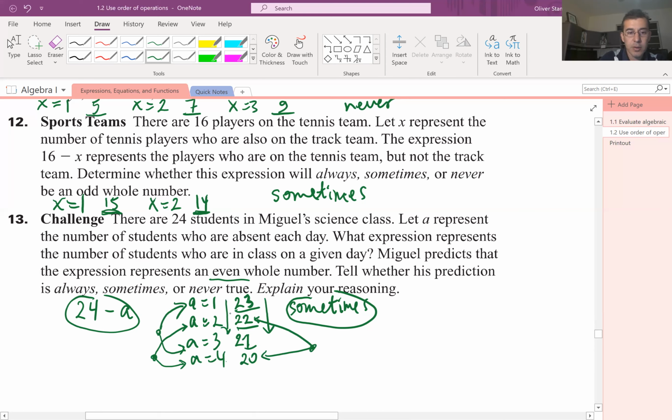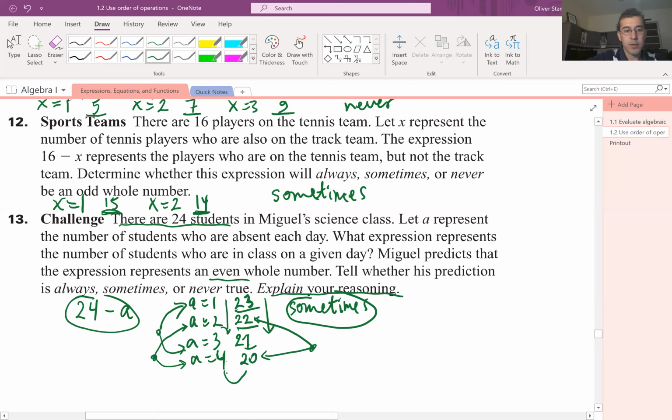Okay, so these two numbers always have to equal 24. So 20 plus 4 is 24. The number of students present in the class and the number of students absent in the class is always 24, right? Because there are 24 students in the class. So 20 plus 4 is 24, 21 plus 3 is 24, 22 plus 2 is 24, and so forth. So that's the reasoning, the explanation for the reasoning. And that was number 13.